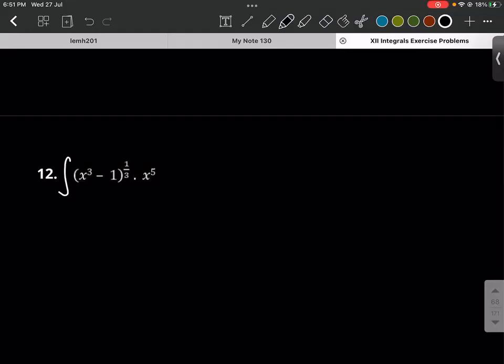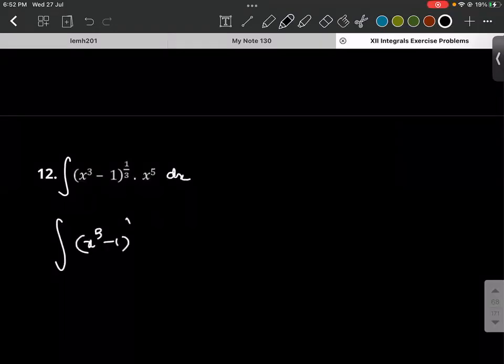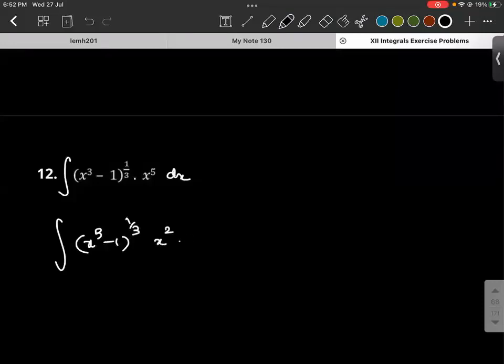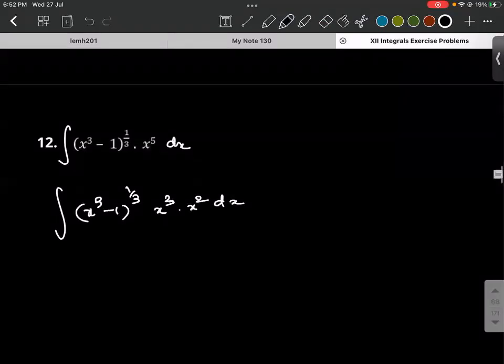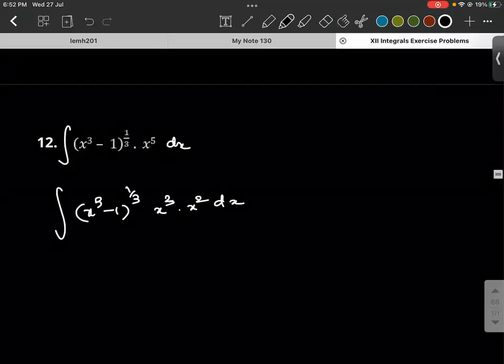So recollect the basics of exponents. x power 5 can be written as x cube into x square. Can I do that? If you do this, then the logic is (x cube minus 1) the whole power 1 by 3 into x square into x. I'll write it as x cube into x square dx. So it doesn't make much difference because I know what output I'll get. I wrote it as x cube into x square.